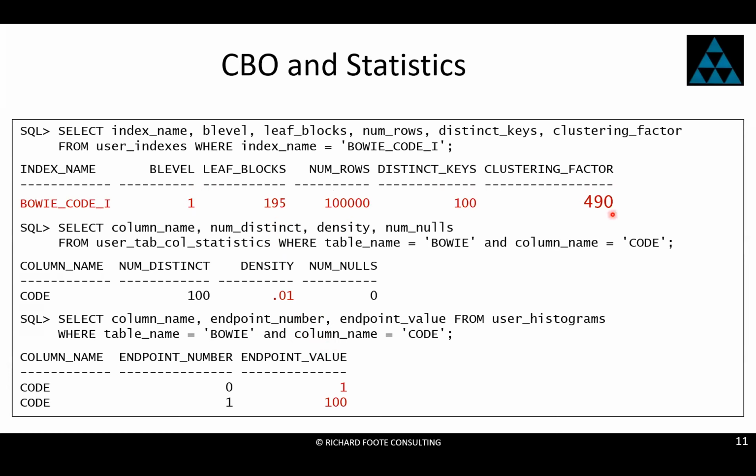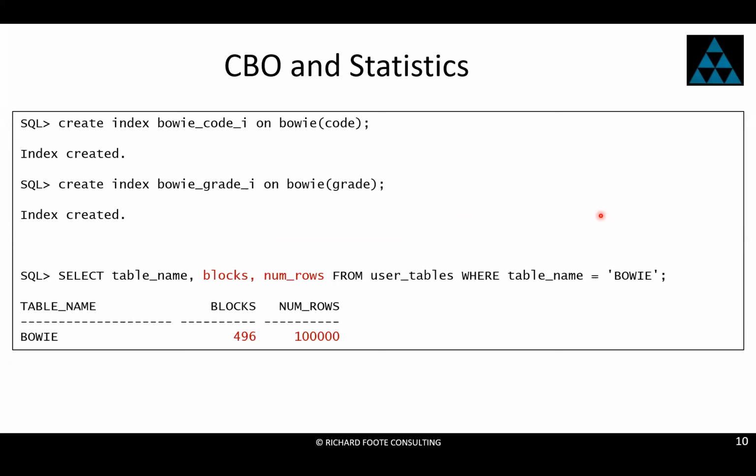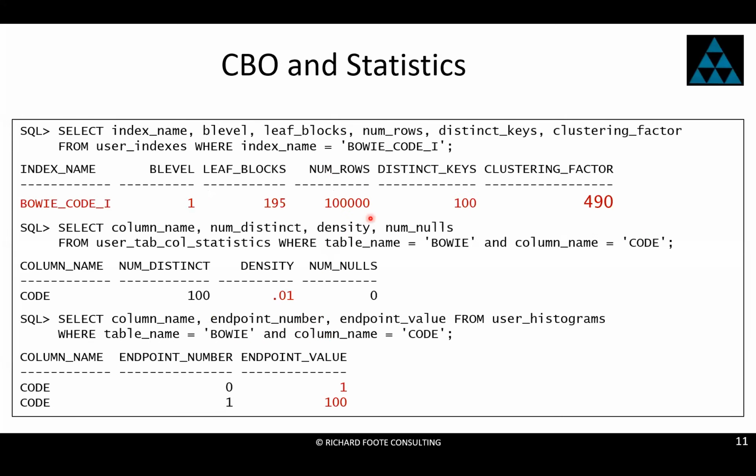But note that the clustering factor is really low. And by really low, what I'm saying here is that the number 490 is much closer aligned to the number of blocks than it is to the number of index entries. So what that's telling me is that my data is very, very well ordered. Inside my table, I've got all my ones together, all my twos together, all my threes together. Why? Because my clustering factor is tiny. And my minimum and maximum values are 1 and 100.